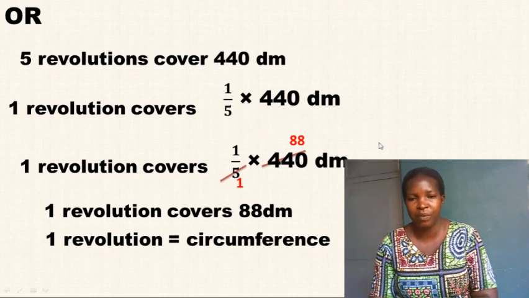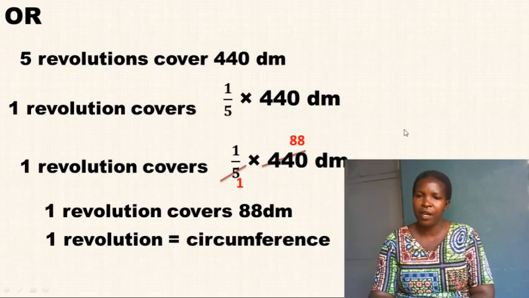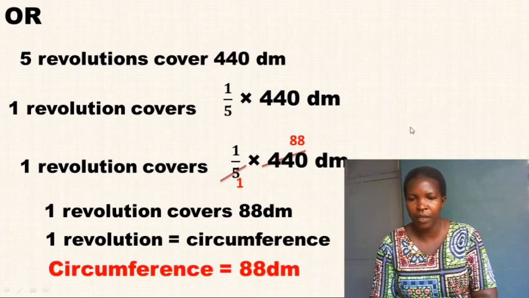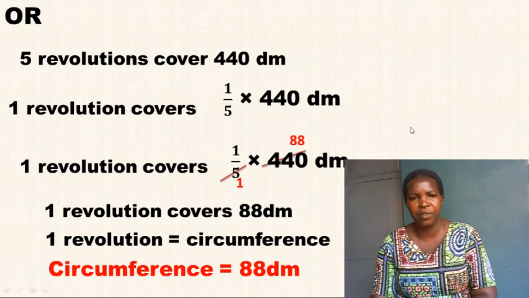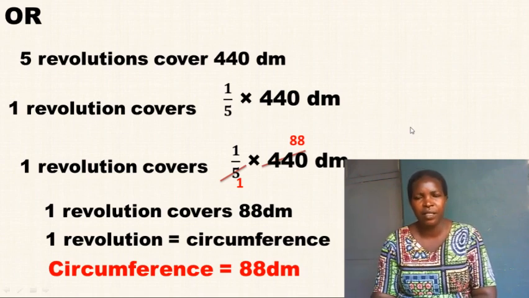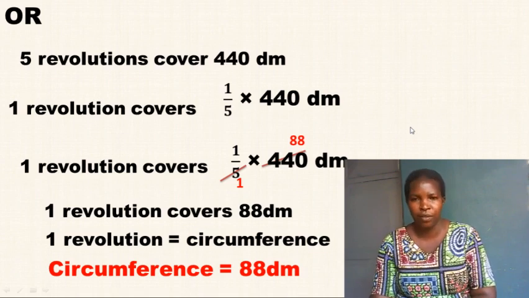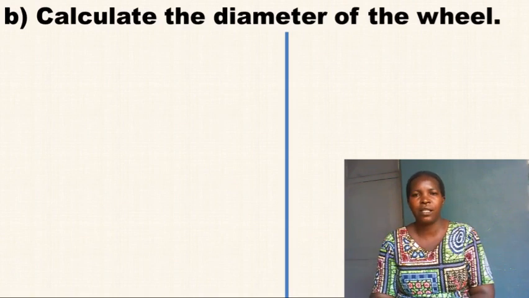One revolution, my dear boys and girls, is equal to circumference. Therefore, our circumference is equal to 88 decimeters. So those are the two ways you can calculate circumference given the distance and the number of revolutions. You need to take care of those two ways.